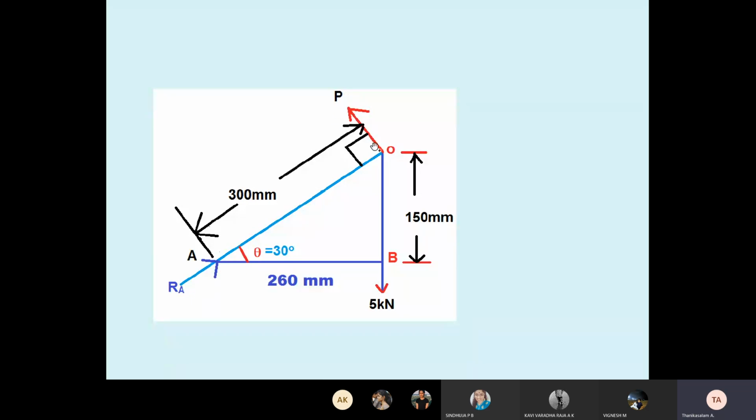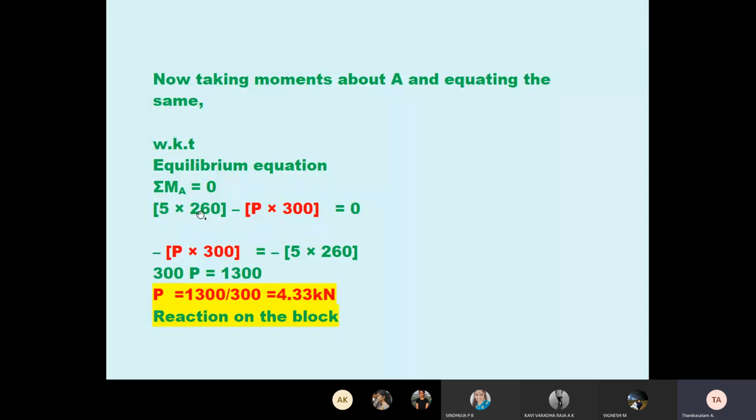P is perpendicular, so P into 3.60 anti-clockwise. Put your hand at A and rotate it, like a compass rotating. So it is anti-clockwise. Similarly, here 5 kN is perpendicular at point P, vertically downward. So 5 into 2.60 clockwise. Taking clockwise as positive, 5 into 2.60 minus P into 3.60 equals 0. Since we want the unknown value, that's why I put it equal to 0.